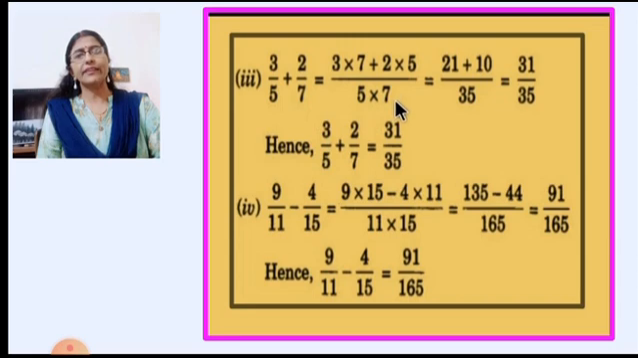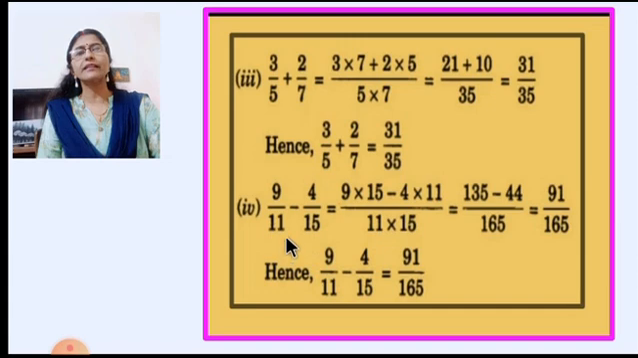5 into 7, and then we'll cross multiply. 3 is in the numerator, it will be multiplied by 7, so 3 into 7 plus, and then here the numerator is 2, which will be multiplied by 5, so 2 into 5. That is equal to 3 7s are 21 plus 2 5s are 10. So 21 plus 10 is 31, and in the denominator 5 7s are 35. So we will get 31 upon 35. So the answer is 31 upon 35.